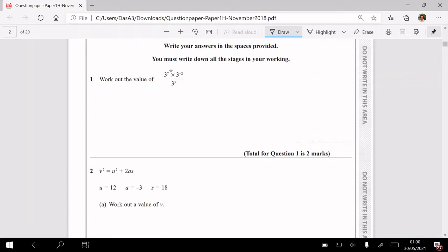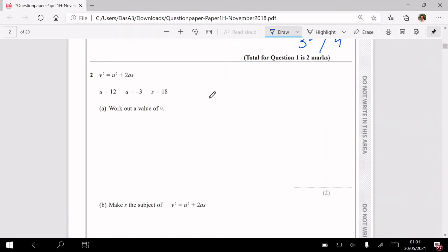The first mark is for adding the powers. Since they are being multiplied together, that will give you 3 to the power of 5 over 3 to the power of 3. Second mark, dividing them, which would give you 3 to the power of 5 divided by 3 to the power of 3, which gives you 3 squared. So you can either write the answer as 3 squared or 9. Either of them would give you the mark. So let's move on to the next one.